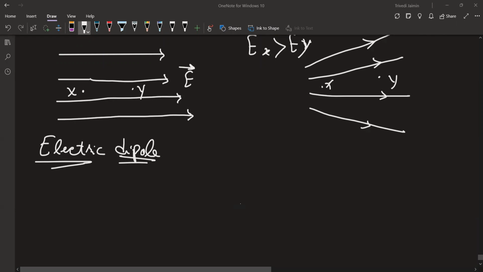Okay, Varsha, tell me. What is electric dipole? Two equal and opposite charges separated by a distance. And what will be the dipole moment, Adesha? The dipole moment of an electric dipole, having two charges plus q and minus q separated by the distance 2L, is the product of those.